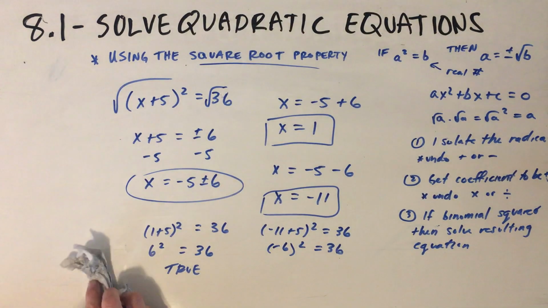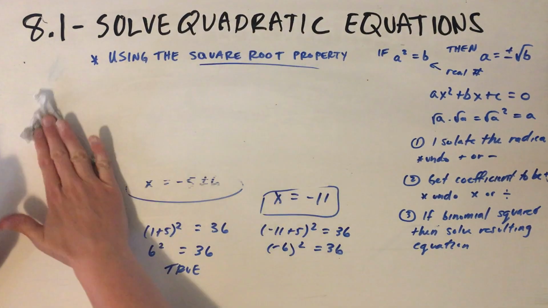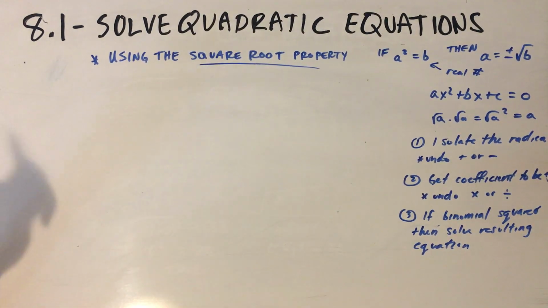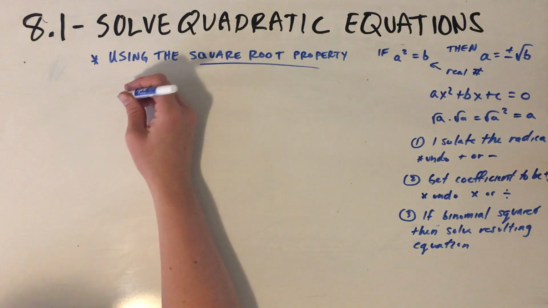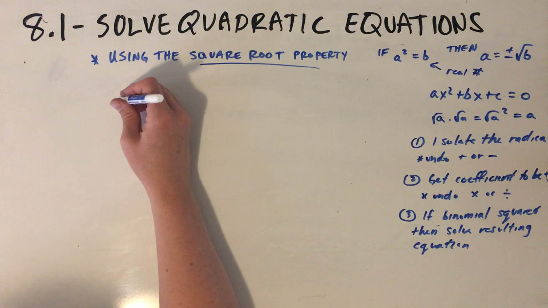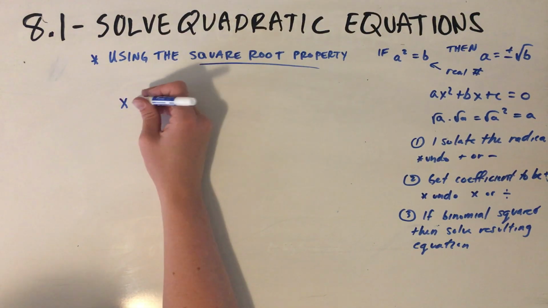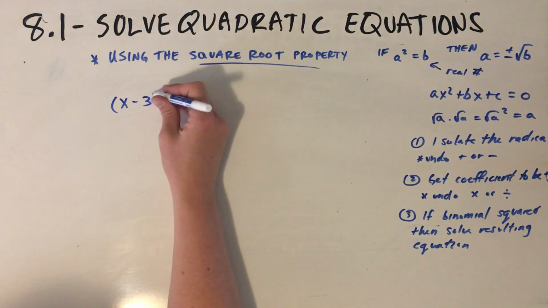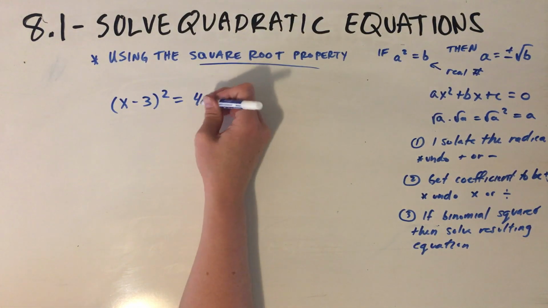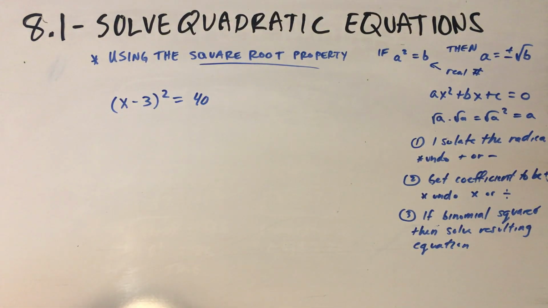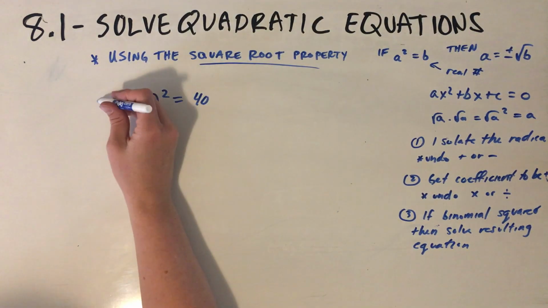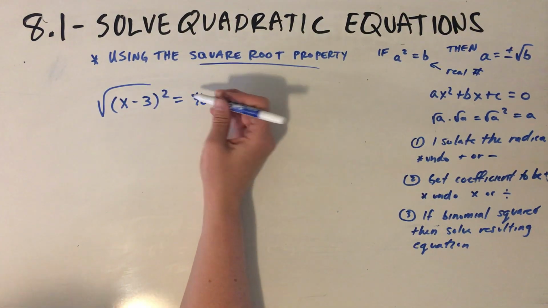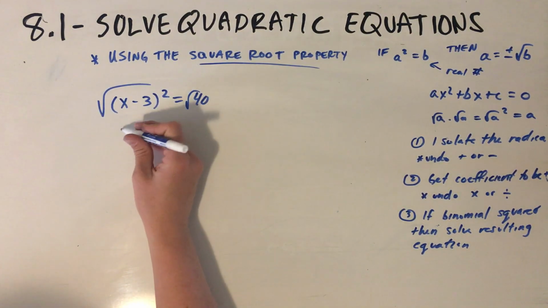So let's do a couple more of these. Right now, let's try this one. This squared term again is already isolated. So I'm going to take the square root right away.